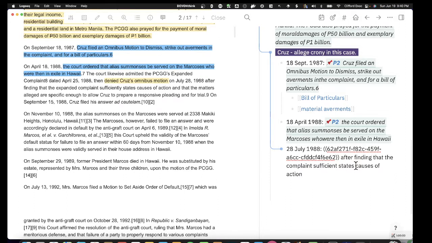Ito yung mga topic namin, causes of action, and that the matters alleged are specific enough to allow Cruz to prepare a responsive pleading. So enough, and then to prepare responsive pleading. And then on September 15, 1988, Cruz filed his answer ad cautelam. Huwag muna natin i-search kung ano yan. Mamaya. So, this is 15 September 1988.